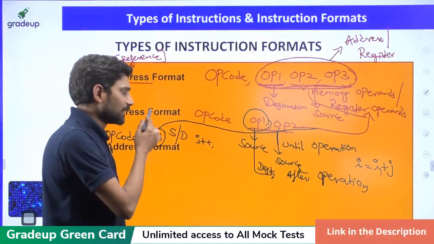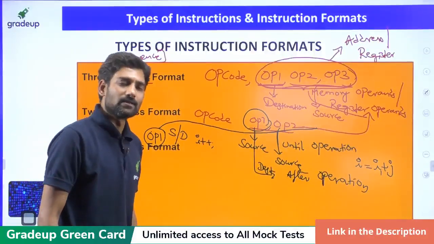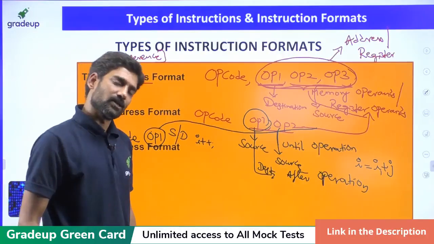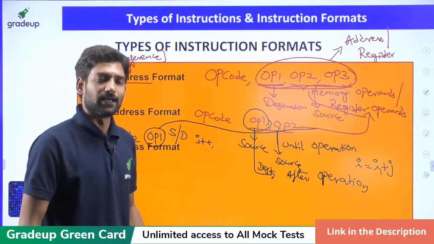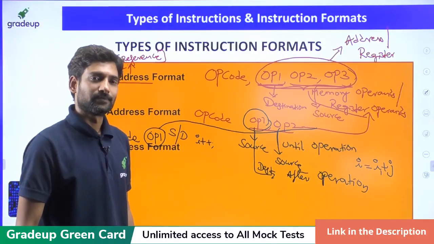Mostly in the for loops you might have written this. So who is the source? I. Who is the destination? I only. Where is the other input? That's the constant, isn't it?